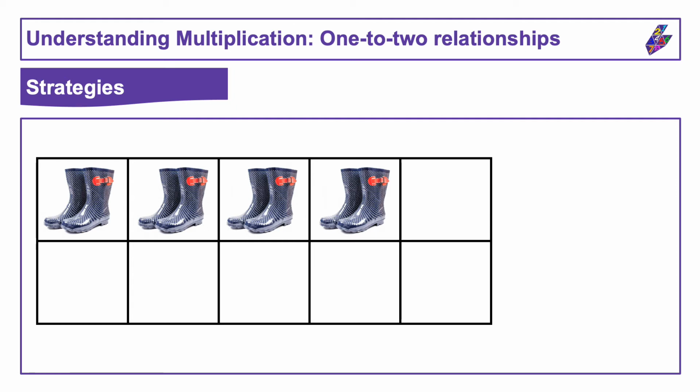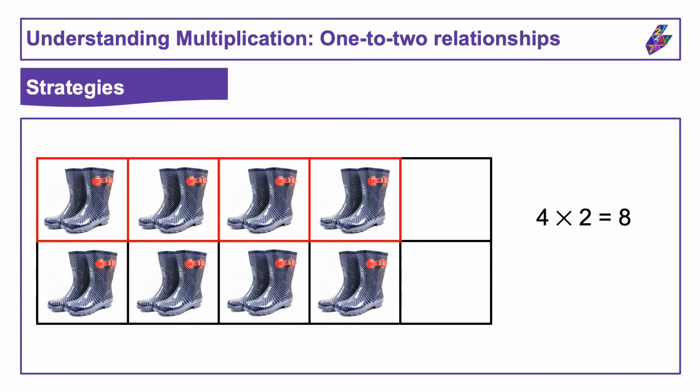Again, there are many ways you might have worked this out. Compare your strategy to the example here, thinking about the advantages and disadvantages of each. One strategy you might have used is thinking about the idea that you know what 4 times 2 is. 4 times 2 equals 8. So if I've got 8 pairs of boots, this is double the number of groups. So we must have double the number of boots.